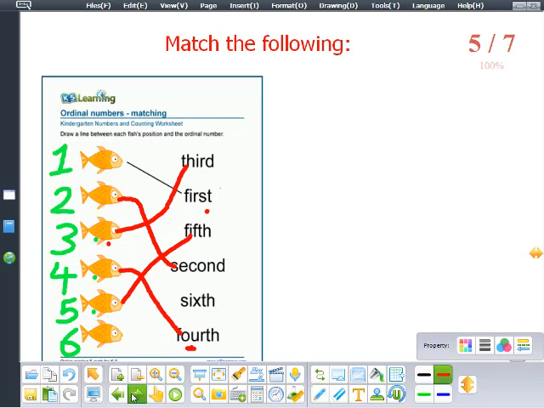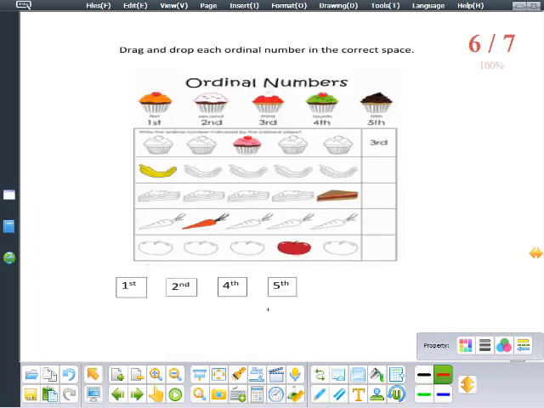Well, now let's play a game. And this is the last thing we will do. Let's play a game. Look with me. Here, drag and drop each ordinal number in the correct space. Look at this. Here we have first, second, third, fourth, and fifth. Well, we will put any of these ordinal numbers beside its one, like this.